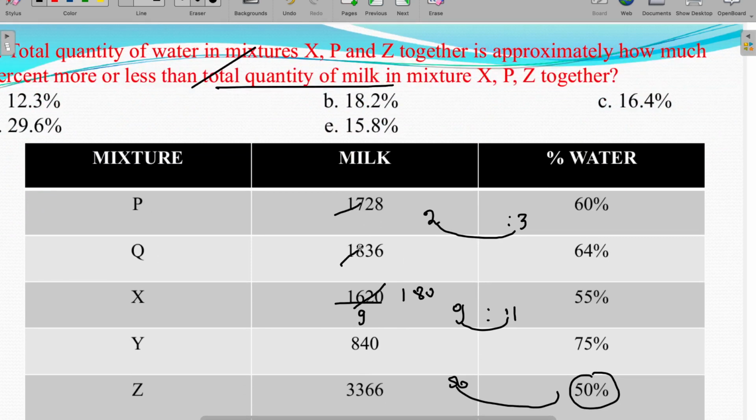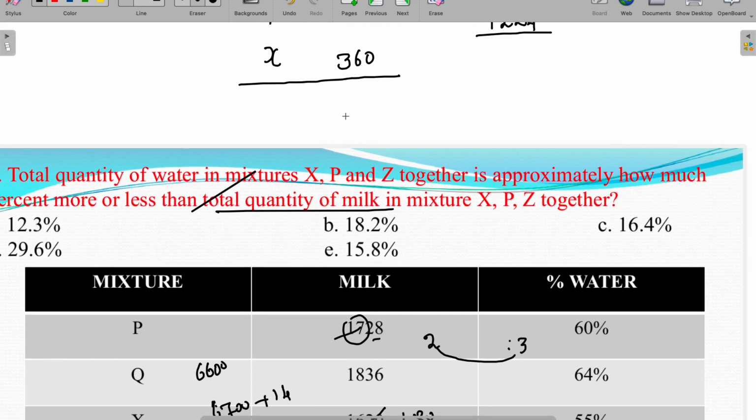1700 plus 1800, it will be 3500, not 3300. Sorry, X and P I have to add. 1700 plus 1600, 3300 plus 3300, 6600. Then 20 plus 28, 48 plus 66, 40 plus 60, 100 plus 6 plus 8, 14. It will be 6714.